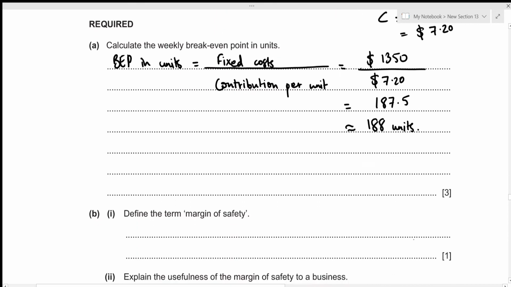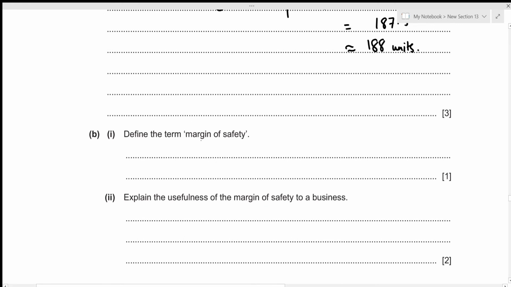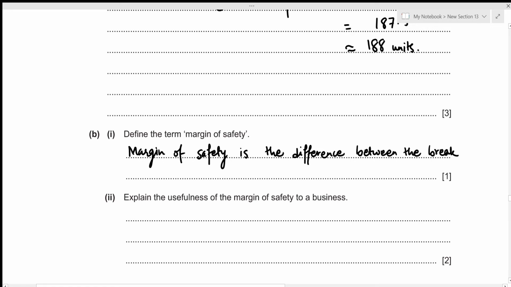Let's move to the second one. We need to define the term margin of safety. Margin of safety is just the difference between the break-even point and the forecast sales. Let's write it down. So margin of safety is the difference between the break-even point and forecast or budgeted sales.